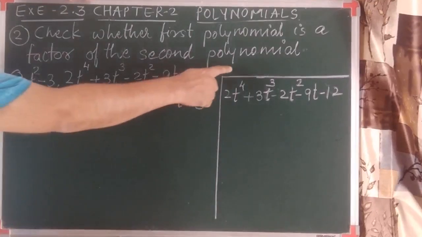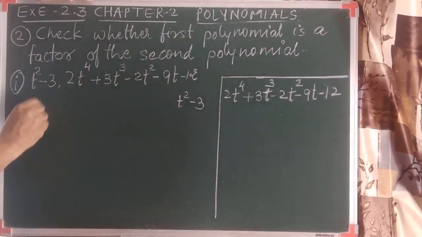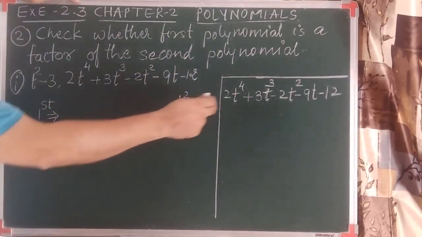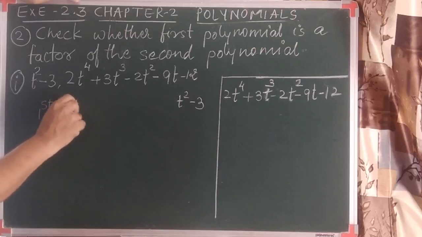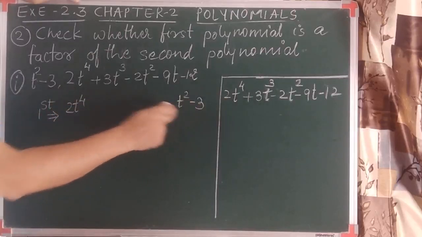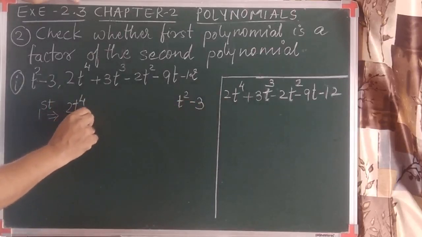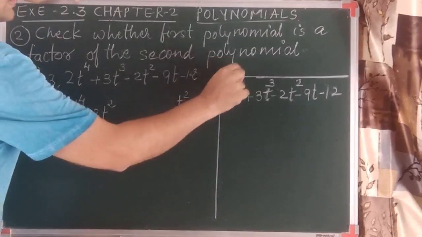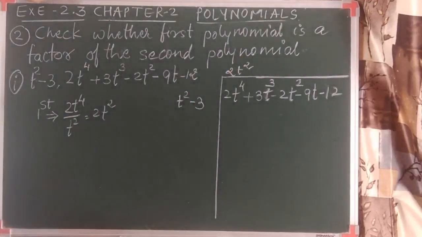The first is to obtain the quotient. So let's get the first quotient. We discussed how to obtain the first quotient: divide the first term of the dividend by the first term of the divisor. So here we obtain 2t square. Now this 2t square is my first quotient.